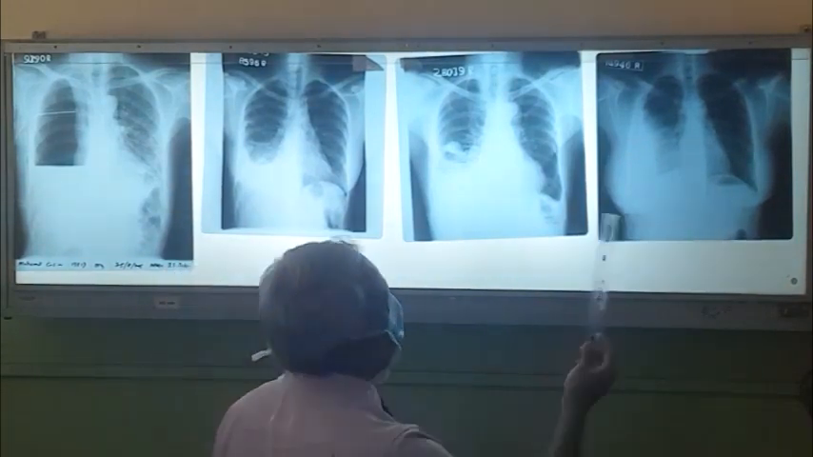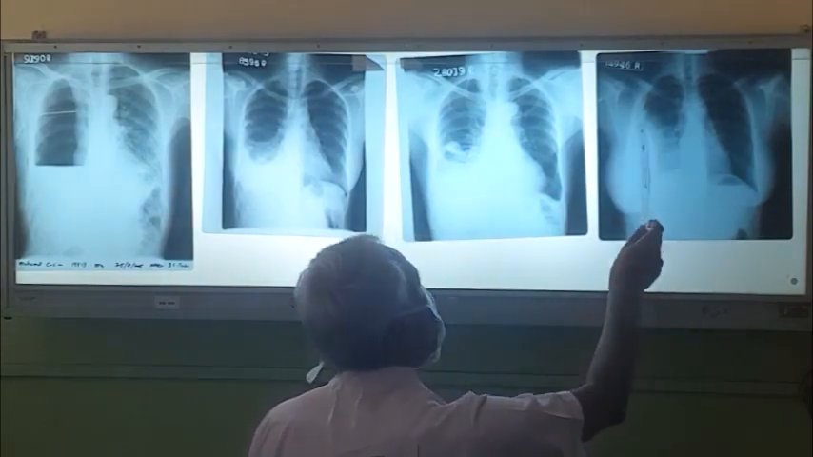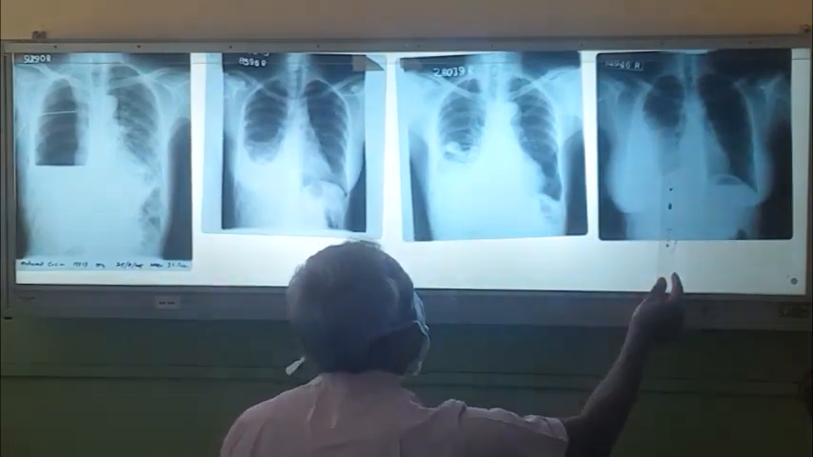Then this patient has a homogeneous opacity which is laterally placed, and in addition to that, some more opacity is there.